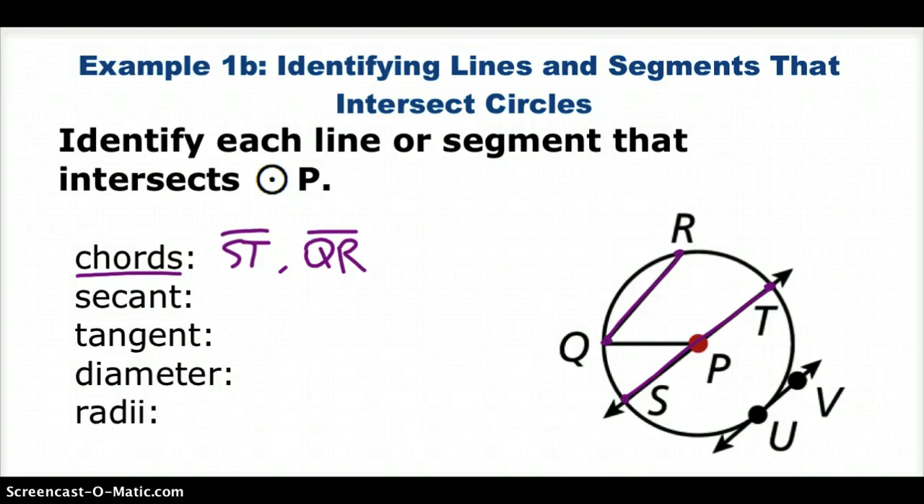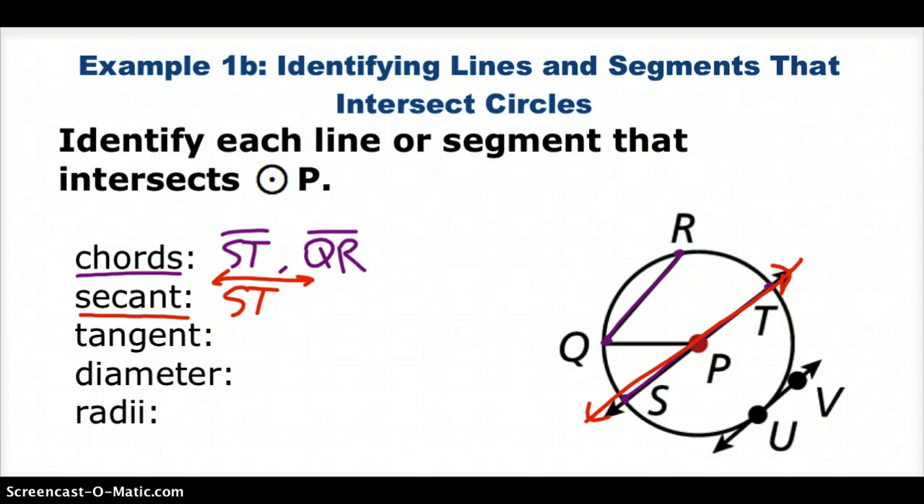Let's maybe look back here at a secant. Remember, it's kind of like a chord that also goes through the endpoints on a circle and goes on and on forever. So it looks like the chord that I might have would be right here, where it goes on and on forever. So I could call this segment ST, because it goes through the circle on and on forever.